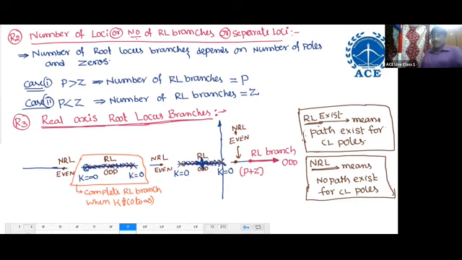How do we identify whether a point lies on the root locus or not? The sum of the poles and zeros to the right hand side of that point should be odd. A point should lie on the root locus. If the sum of the poles and zeros to the right hand side of that point is odd, then there exists a root locus branch. So write the statement. What is the statement?